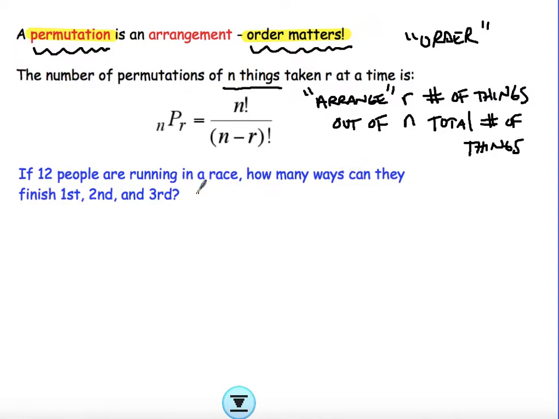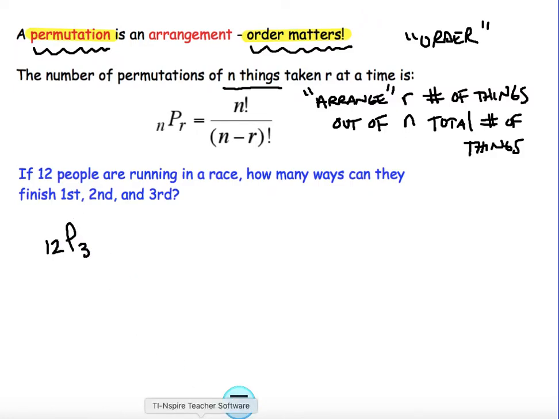So here's an example. Let's say we got 12 people running in a race. How many ways can they finish first, second, and third? See, now this has an order. First place is different than second place, is different than third place. First place has more importance, maybe. Maybe first place wins more money or a better prize than second or third. Or there's more weight to it or something like that. When there's an order to it, then we use permutations. So this would be 12P3.